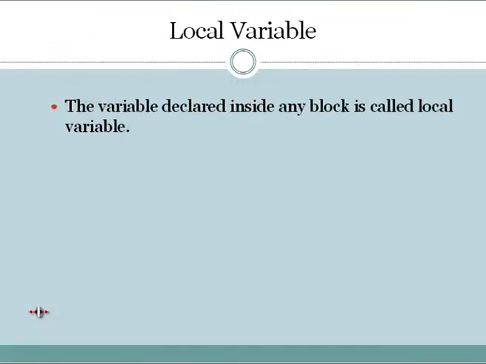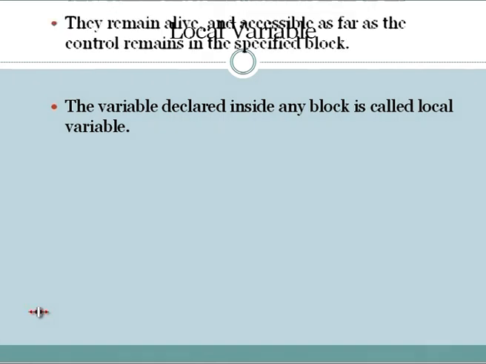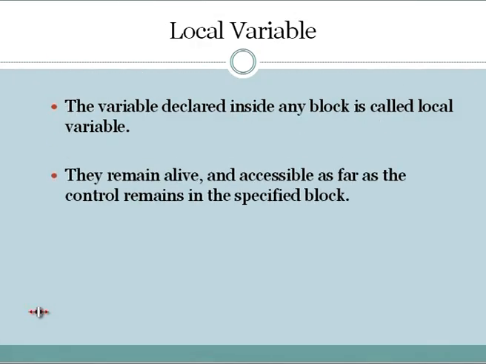What is a local variable? The variable declared inside any block is called a local variable. These variables remain alive and accessible as long as the control remains in the specified block.